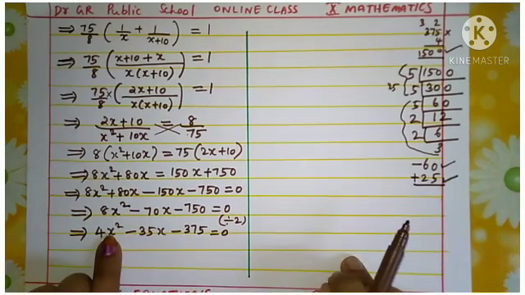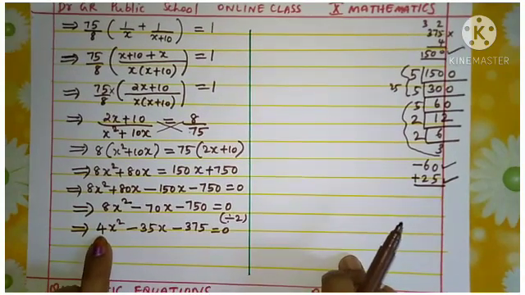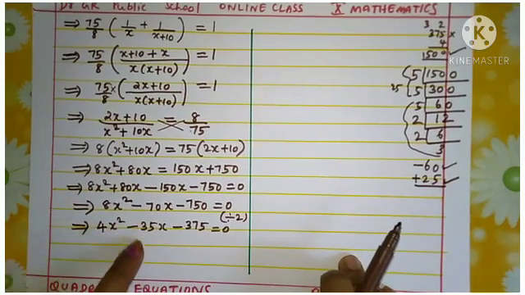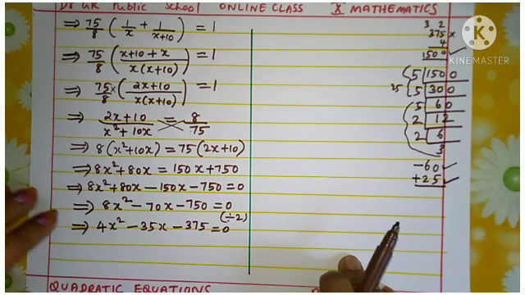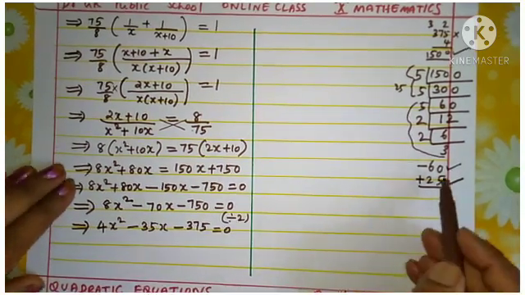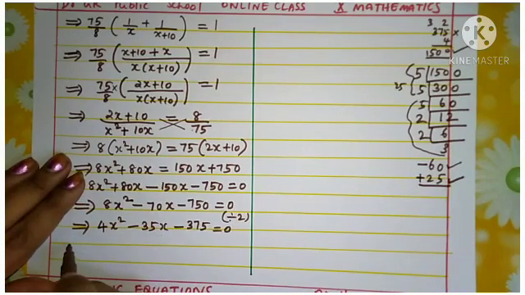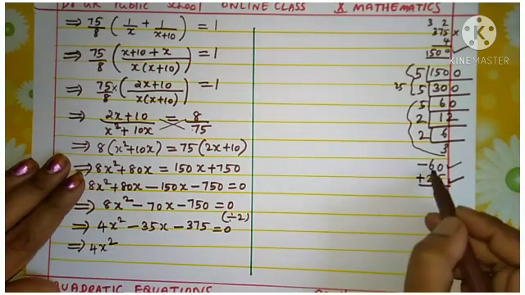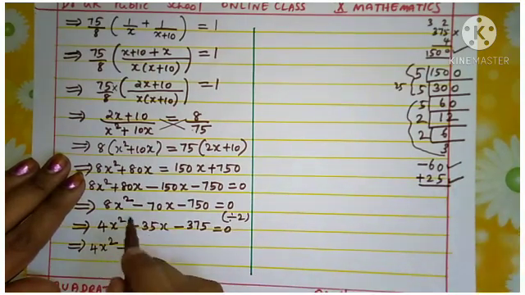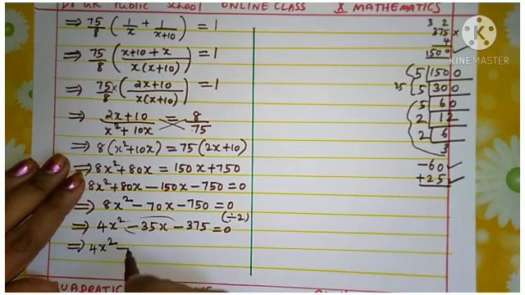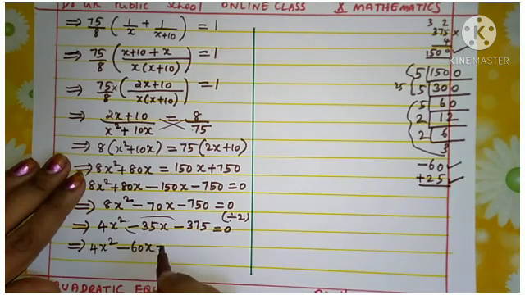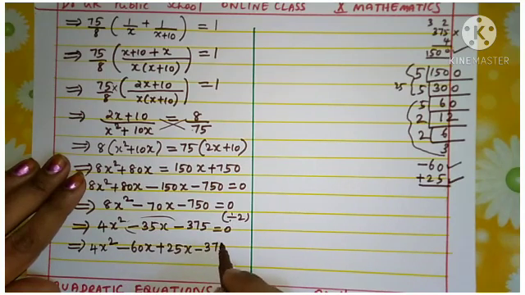But since x square has a coefficient here, we need to write the required steps to find out the value of x. Okay, so first using this we can split the middle term of this equation. So this implies 4x square, first you can take this minus, we are splitting this, minus 35x. Okay, so minus 60x plus 25x minus 375 equal to 0.